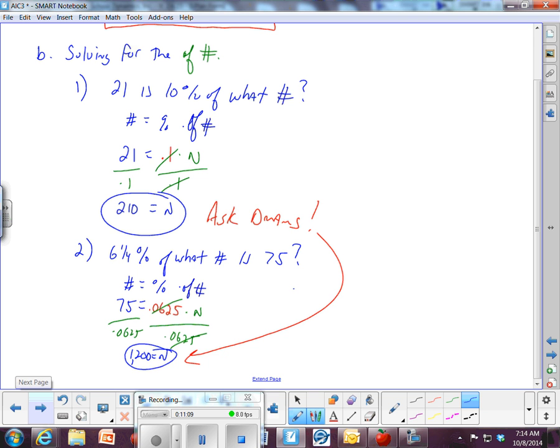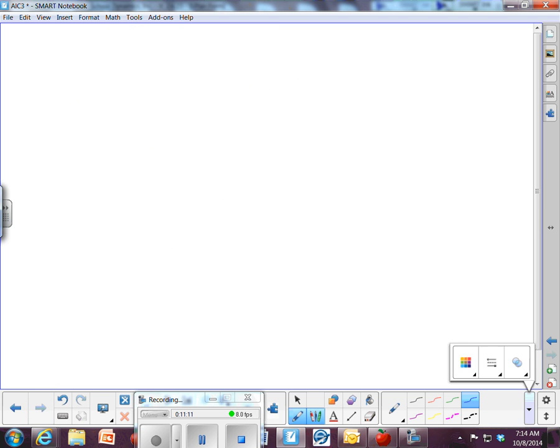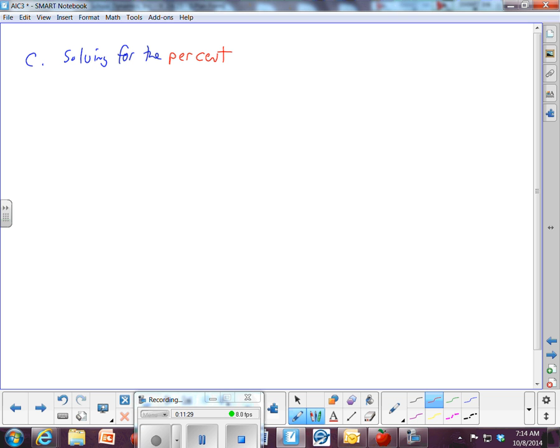Let's do another one. Let's do the next kind. C, solving for the percent. Don't forget this. In the formula, what is the form of the percent? It's decimal form.